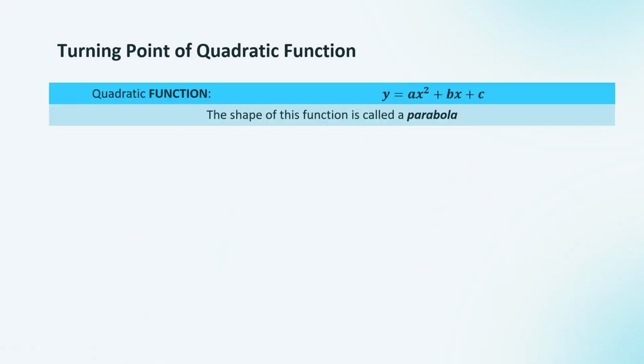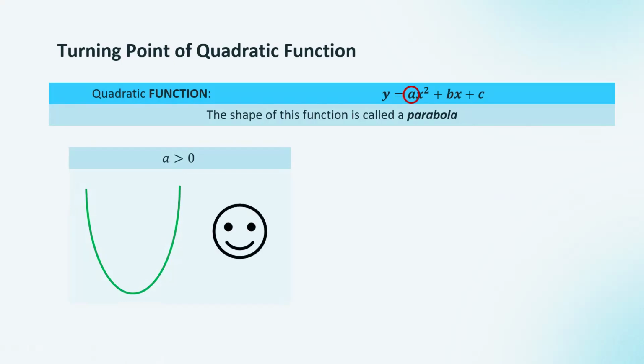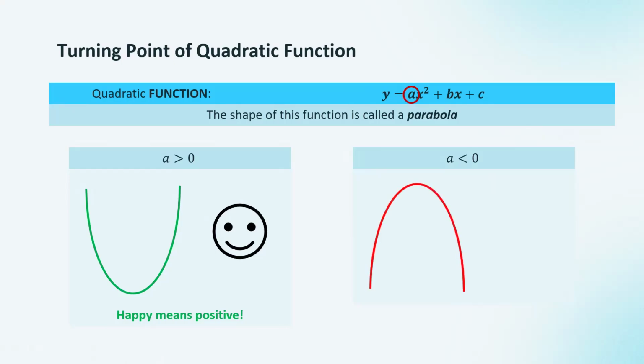And as we know before, the quadratic function will be y equals ax squared plus bx plus c. And how do we know whether the parabola will be a red one or a green one? It depends on the value of a. So if a is positive, it will be the green one, and it is shaped like a smiley face. So therefore, happy means positive. On the opposite, if a is negative, the parabola should be a red one because this resembles a sad face. So sad means negative.